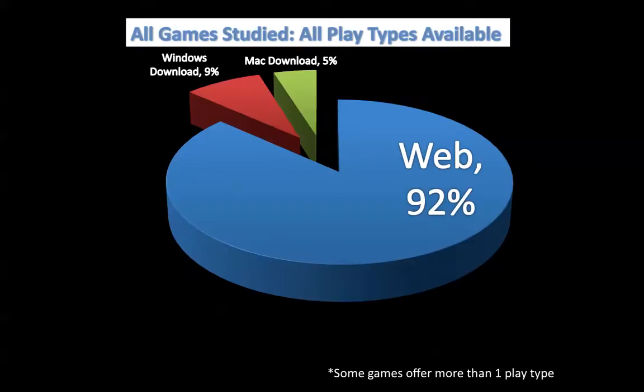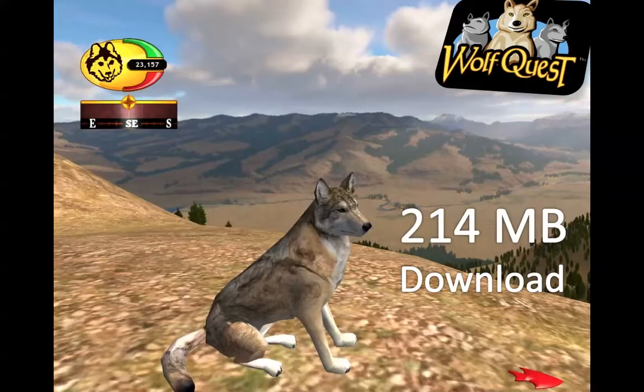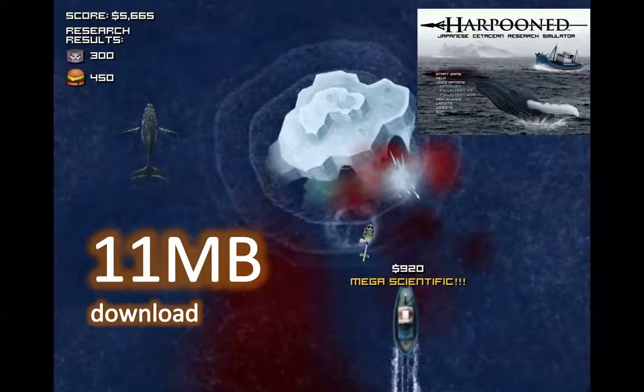There was overlap, so some games were available as both Windows download and web playable. But overall, only 9% of the games were available as Windows downloads, and only 5% were available as Mac downloads. So the vast majority of them, 92%, were web playable. The ones that weren't included games like Wolf Quest, which is a 214 meg download, and simpler games that are not in 3D, like Harpooned, with an 11 meg download.